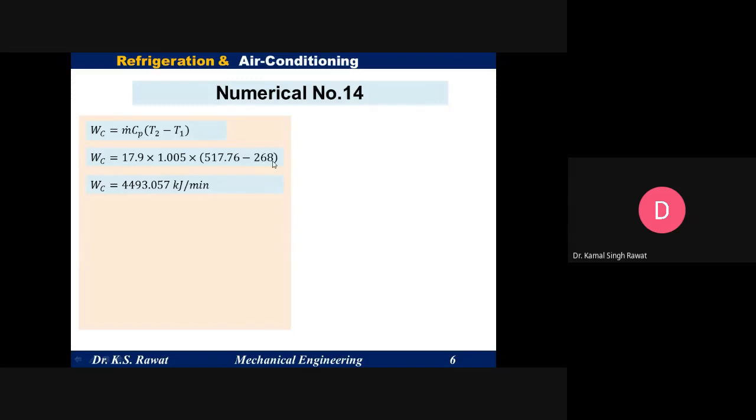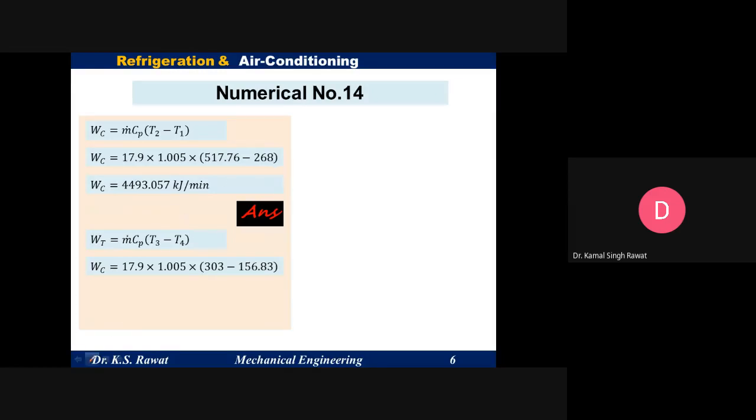Okay. Now we have to calculate the value of WT. So this is our answer. Now we have to calculate the value of WT. So WT is equal to m dot Cp (T3 minus T4). So again, we have all the values. Now simply put the value and tell me the answer.